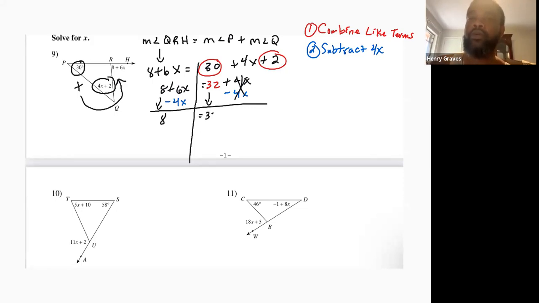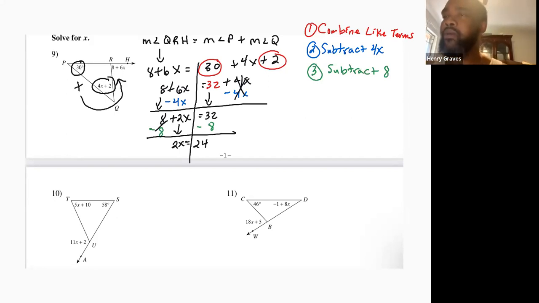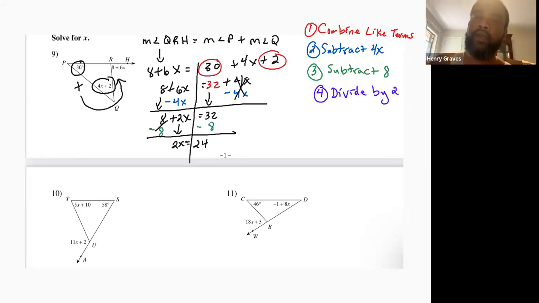Now the next thing I'm going to do, I'm going to subtract 8 on both sides. So the third step I'm going to do now, subtract 8. Bring down 2x. 32 minus 8 is 24. And my final step, step 4, I'm going to divide by 2. And when I do that, I finally have an answer. X equals 12.